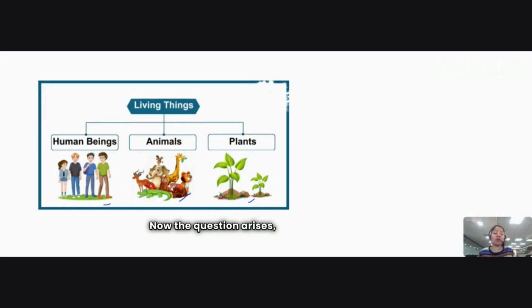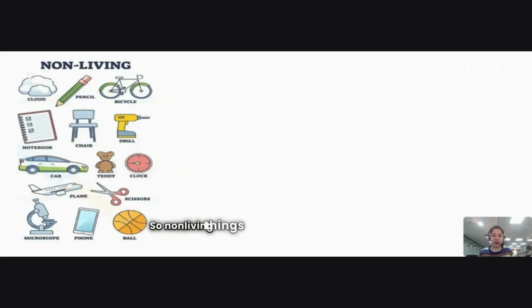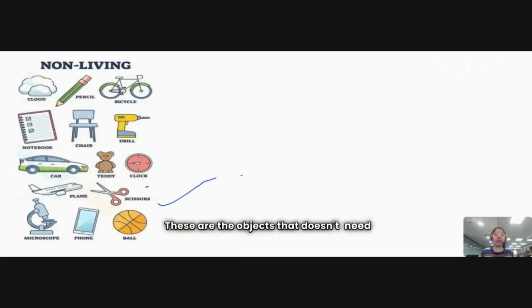Now the question arises, if living things are these, what are the non-living things? Non-living things are the ones like rocks, toys, cars, and the figures as you can see over here. These are the objects that don't need to grow, don't need to eat something, and they don't breathe as well.